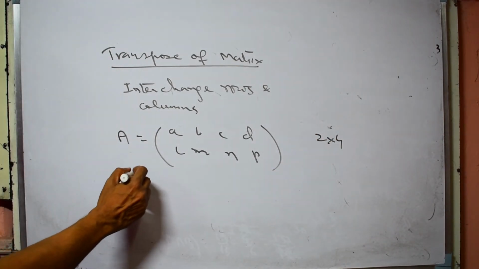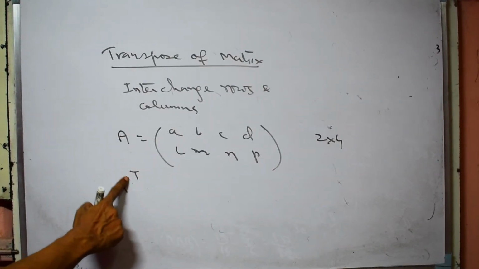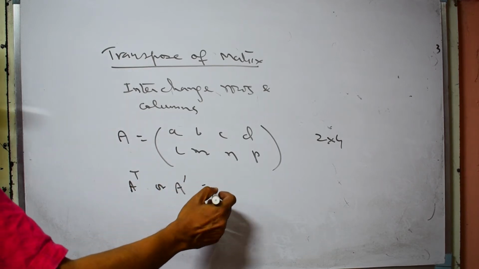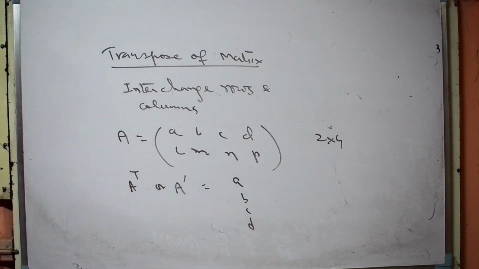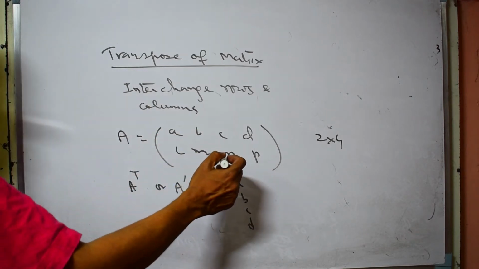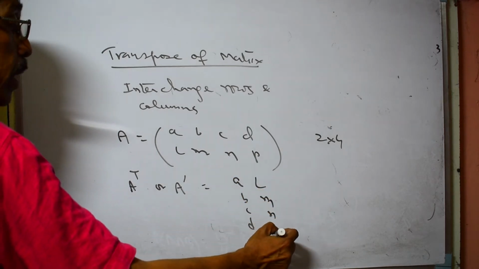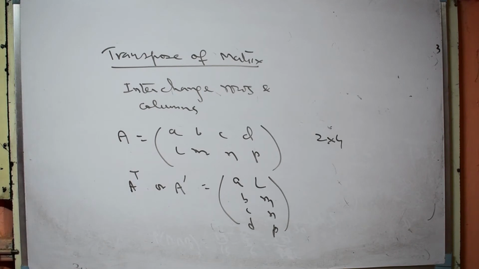Now if I take the transpose, this is called transpose. A transpose, to the power T, is also denoted by A dash. This transpose will be, this A, B, C, D we will write in the vertical side. This row is now shown in the column, and L, M, N, P in the column. So now the size is not 2 into 4, 2 rows, 4 columns. It will be 4 rows, 2 columns. So transpose matrix is like this.